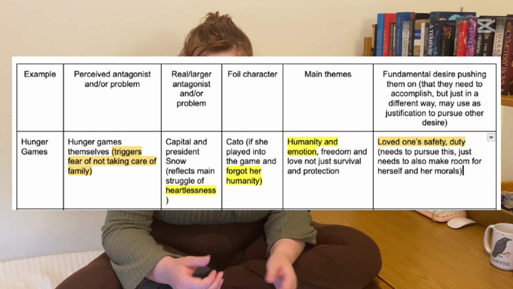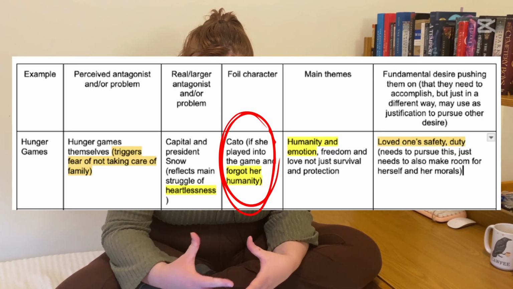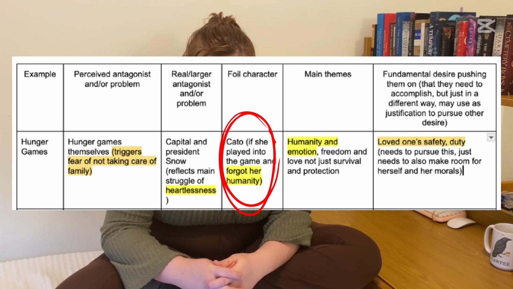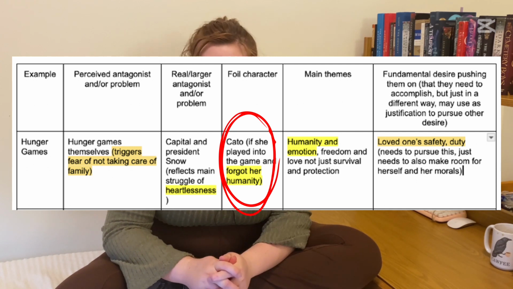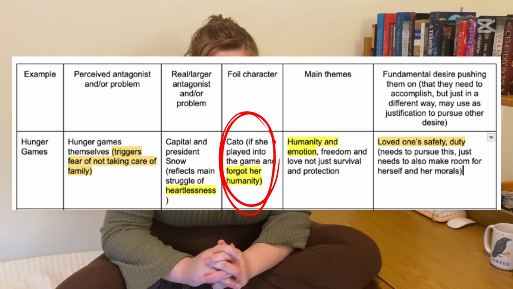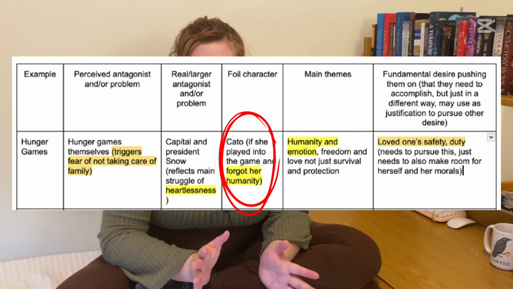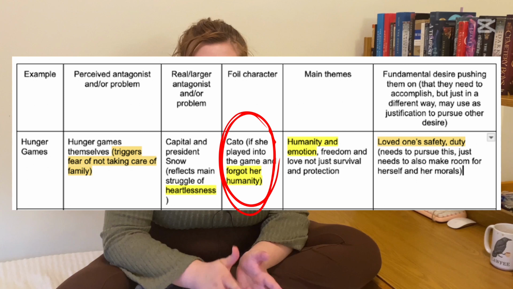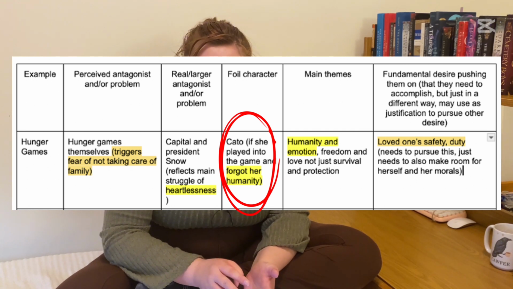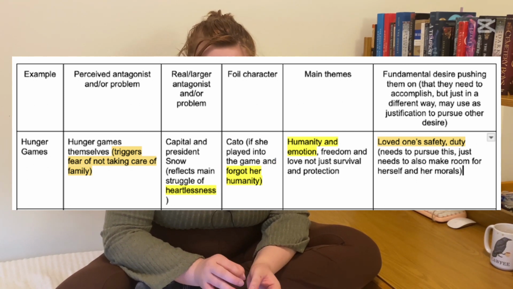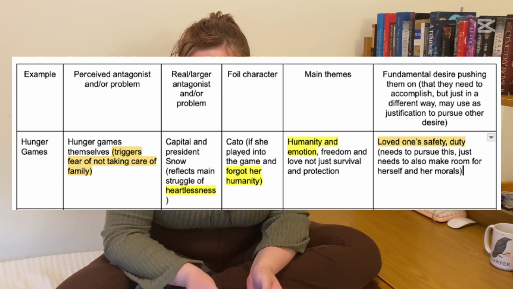The foil character in the Hunger Games is Cato, if I'm remembering correctly, and Cato is basically same age, same situation, where he's put in the Hunger Games, except the difference is he's been training for this for a while. And he seems ruthless. He wants to win. He wants to be here. Cato is kind of Katniss if she played into the game and forgot her humanity. But he's not President Snow, you know? So he is kind of the lesser version of that, but he is involved in one of the obstacles that Katniss has to face.